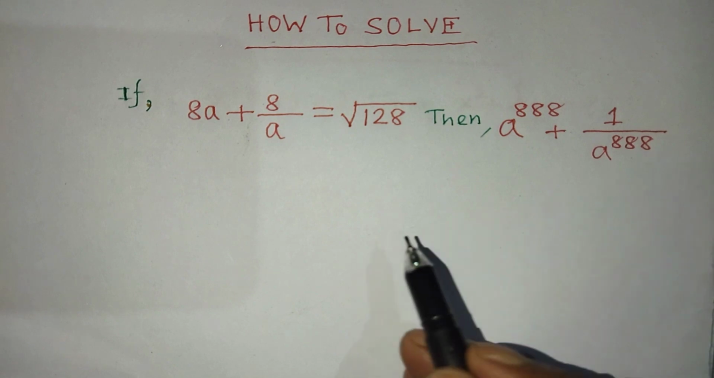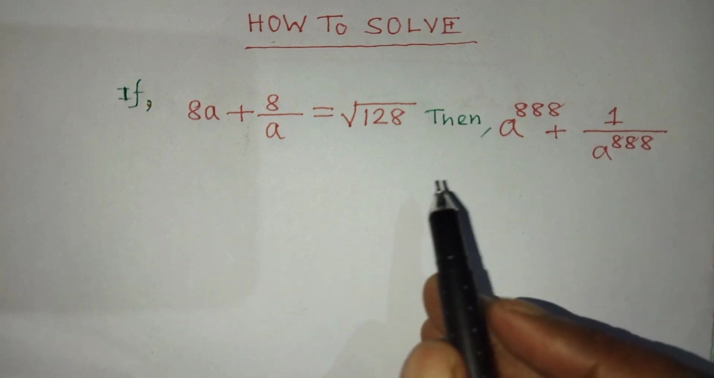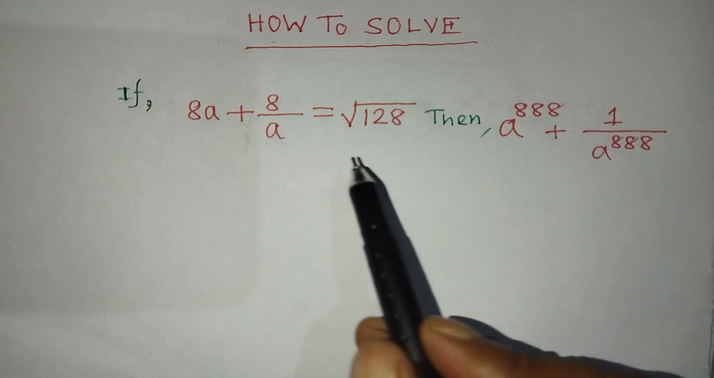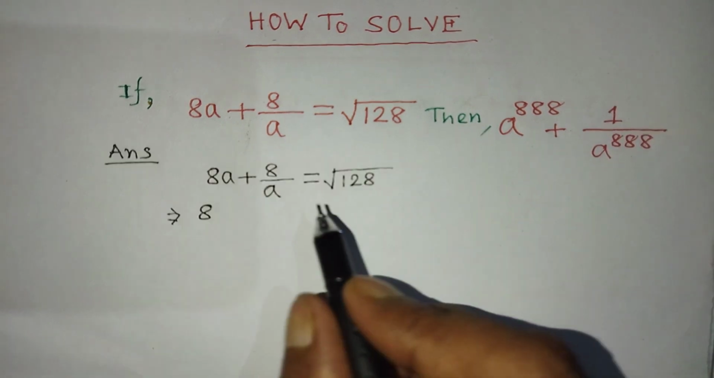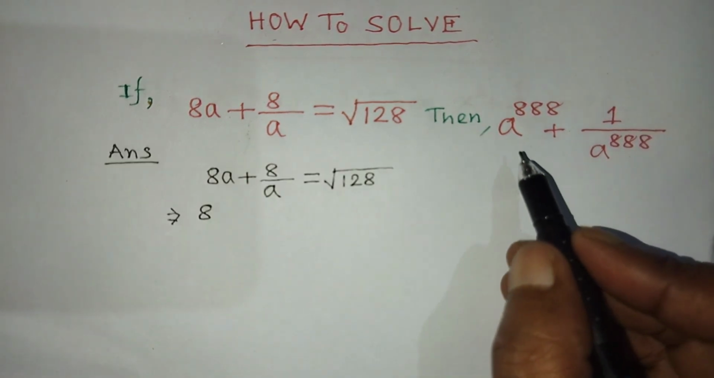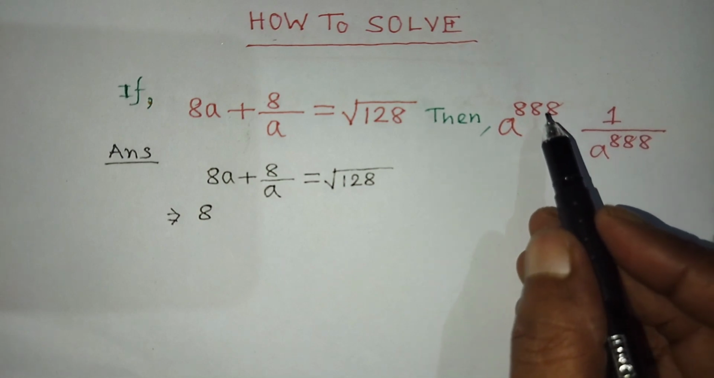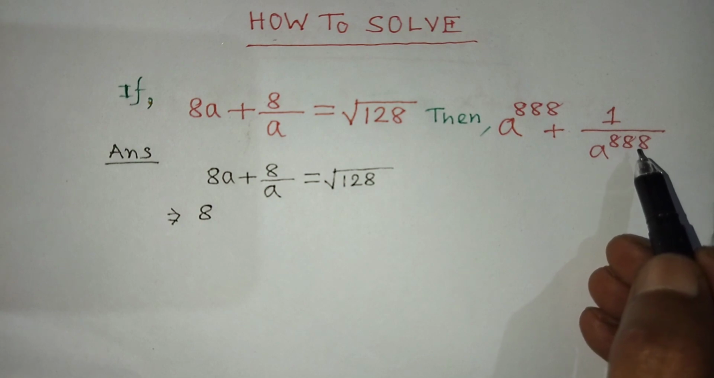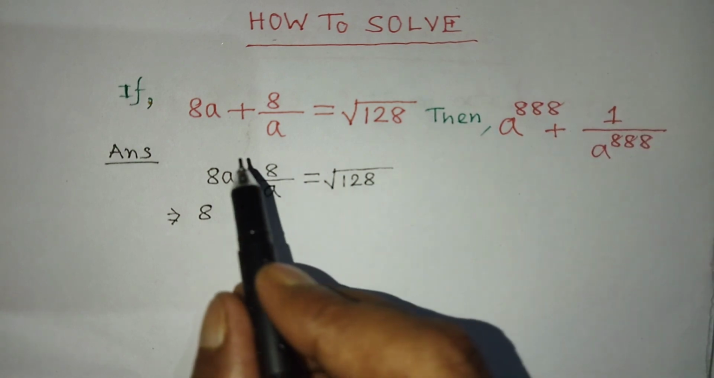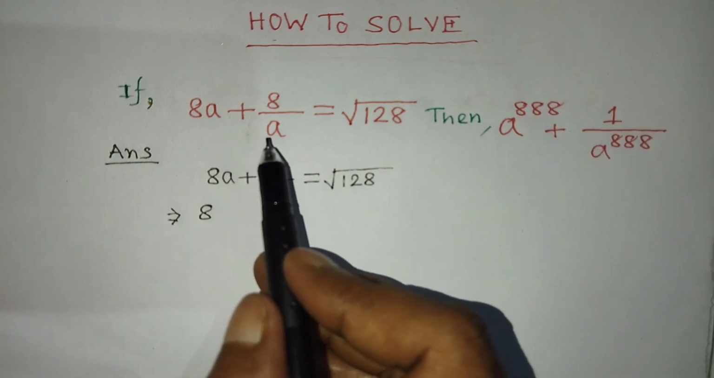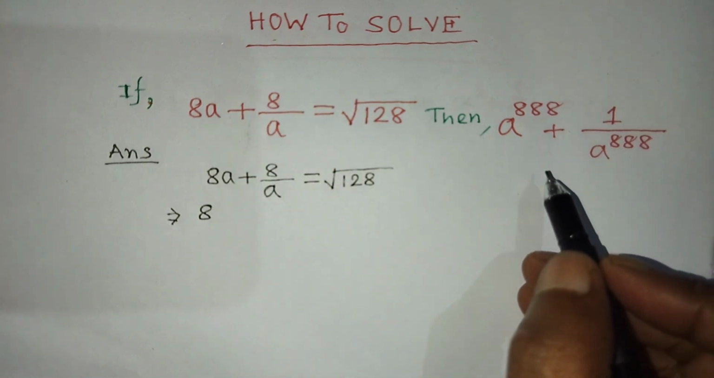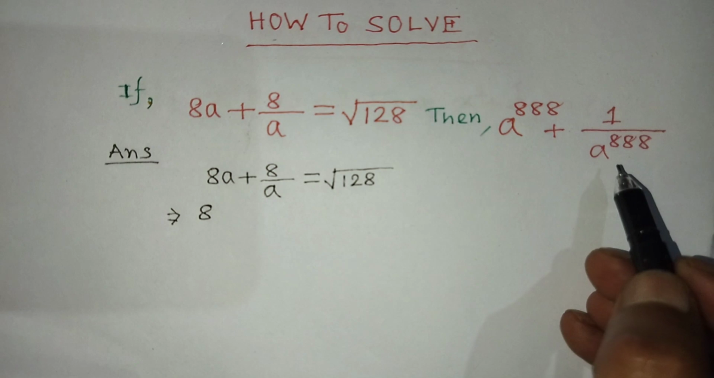So student, in this video I will tell you how to find the value of this algebraic expression from this algebraic equation. To find the value of a to the power 888 plus 1 over a to the power 888, first of all we have to find the value of a from this algebraic equation. Then we are able to find the value of this algebraic expression.